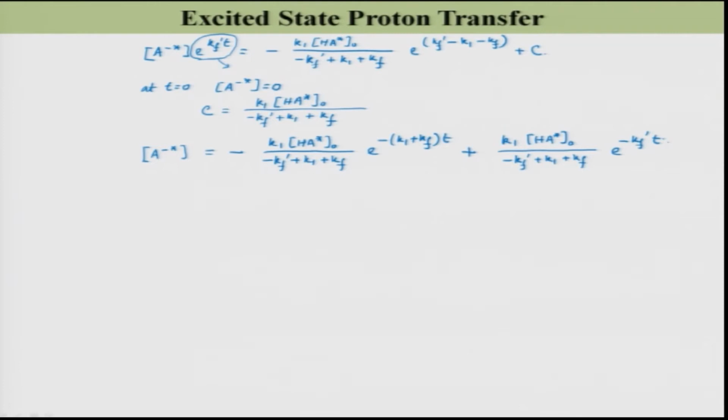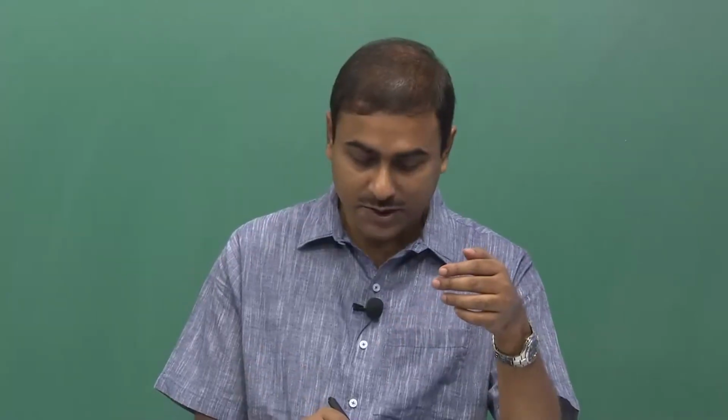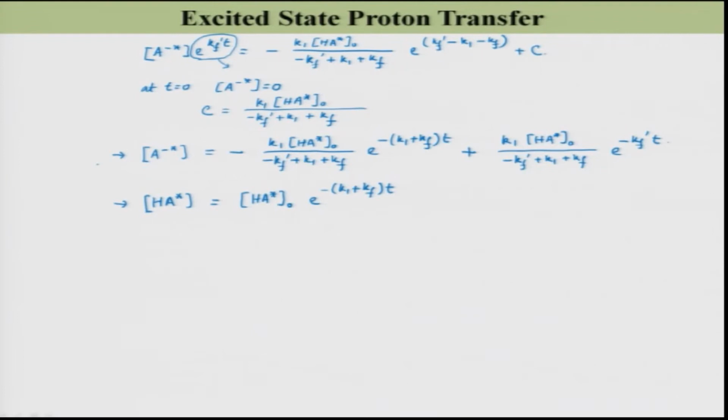Earlier what we have seen? Earlier we have seen how H A star was decaying with time, and we got this formula: H A star equal to H A star 0 e to the power minus (k_1 plus k_f) t. So, this is how the fluorescence intensity of H A star is changing with time, and this is how the fluorescence intensity of A minus star is changing with time.